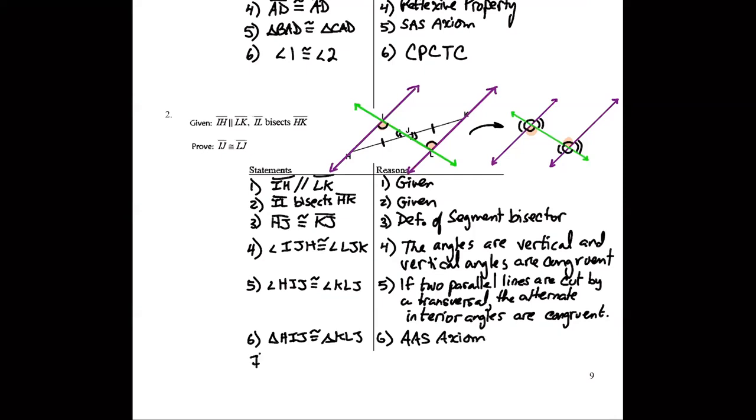And then finally, at long last, the relevant parts that I was looking to prove are congruent, IJ and LJ, those are parts of the two congruent triangles. So I can finally say that IJ is congruent to LJ. And that would be by CPCTC, corresponding parts of congruent triangles are congruent.